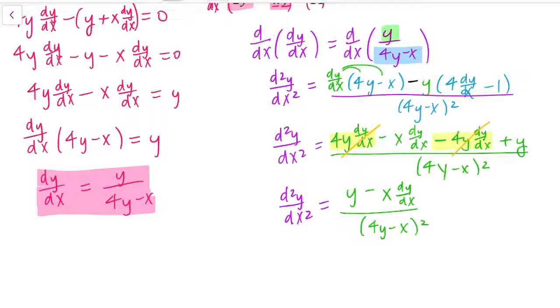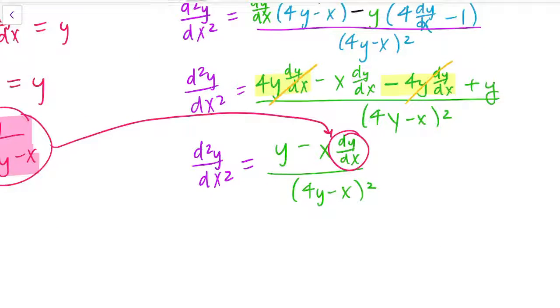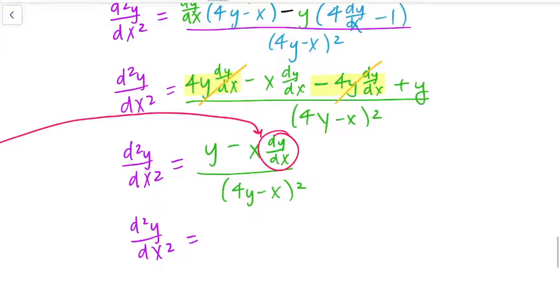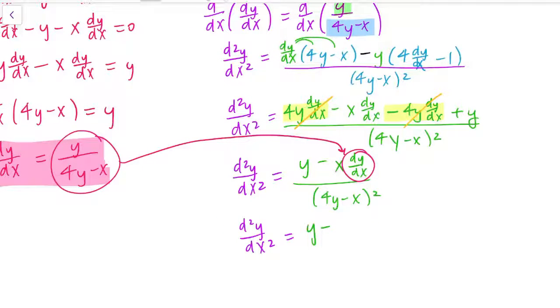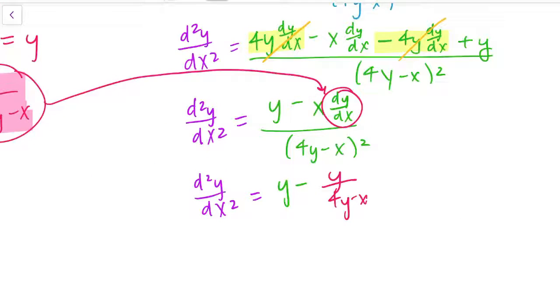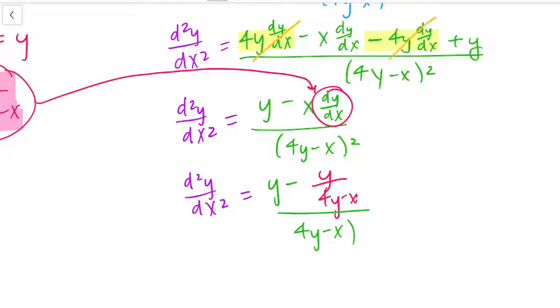But remember that we went through and we just solved what dy dx was. Well, we are going to go ahead and use substitution and substitute in what we know dy dx is equal to, because we just found it, into our second derivative, so that we can get our second derivative just as an equation with x and y. So we have d squared y over dx squared equals y minus, what was dy dx? Y over 4y minus x, all over 4y minus x quantity squared.